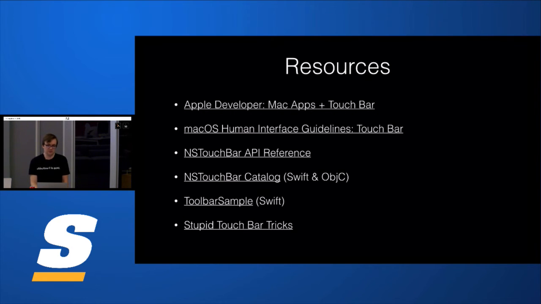And then finally, I just have a list of resources, basically everything from Apple. The developer portal has a Mac Apps plus Touch Bar section. Check out the HIG, there's a lot of good stuff. The NSTouchBar API reference is very, very detailed. It's really good. And there are two Touch Bar sample code projects. There's NSTouchBar Catalog that shows you basically all of the items you can do, along with all of the customizations for things like Scrubber. And then also a toolbar sample that shows you a really simple example. And then that final link is a link to a bunch of dumb videos if you want to see Doom and Pac-Man and everything.